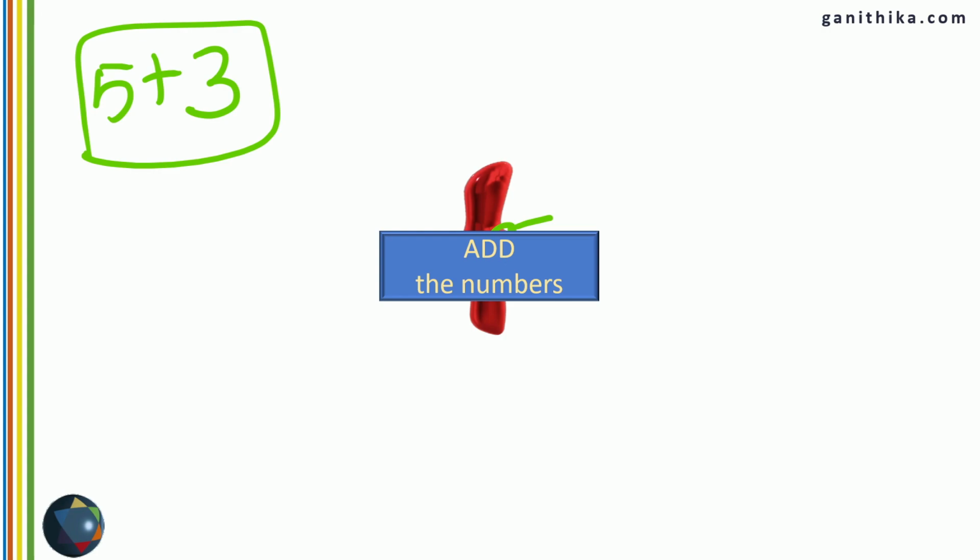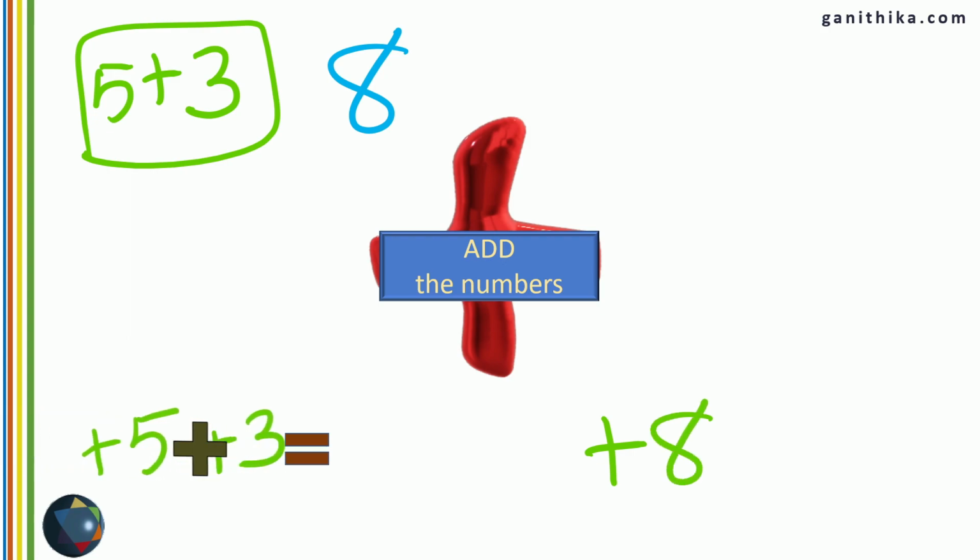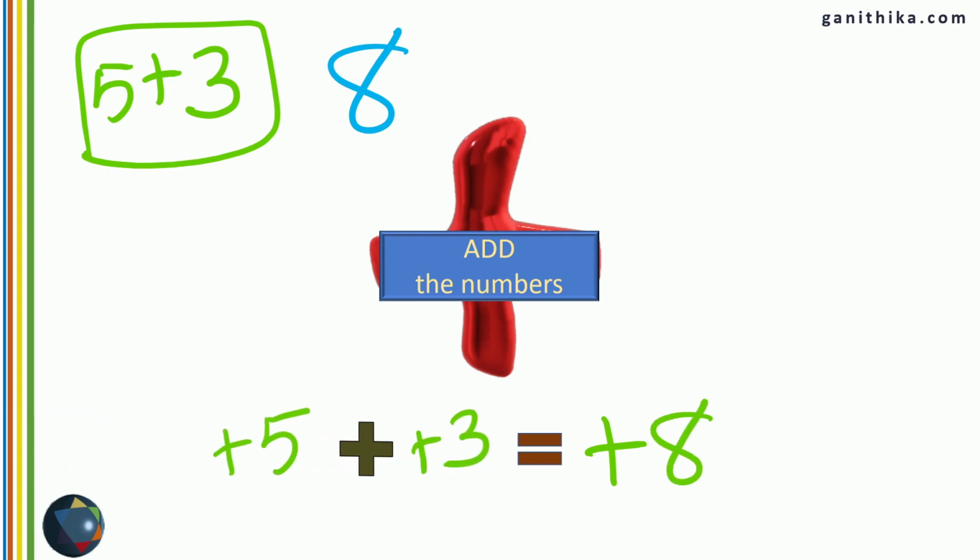5 plus 3 is what? 8. So the final result is 8, but it has a positive value. Therefore, the final result is positive 8. So positive 5 plus positive 3 is equal to positive 8. When you have 2 positive numbers added together, you will get a positive integer as your answer.